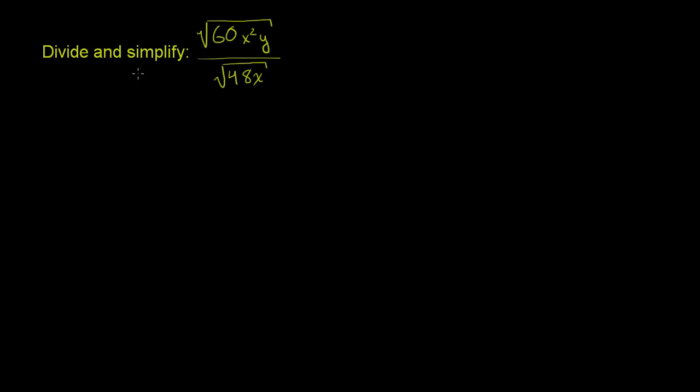We're asked to divide and simplify. And we have one radical expression over another radical expression. The key to simplify this is to realize if I have the principal root of x over the principal root of y, this is the same thing as the principal root of x over y. And it really just comes out of the exponent properties.